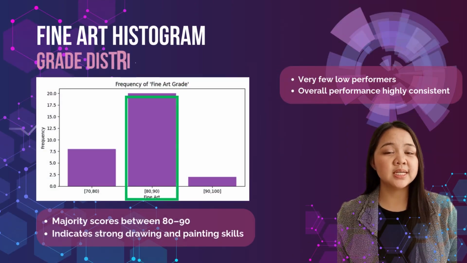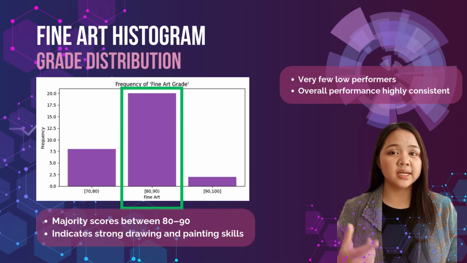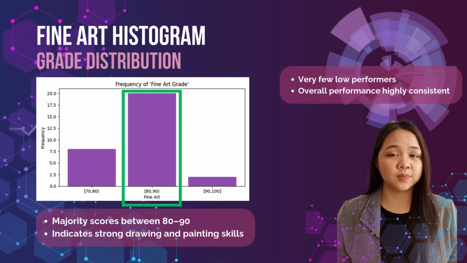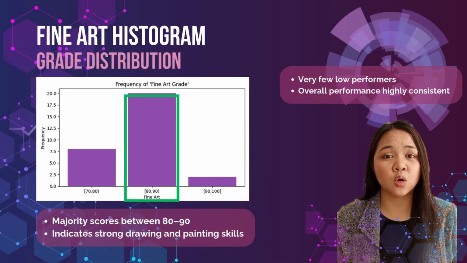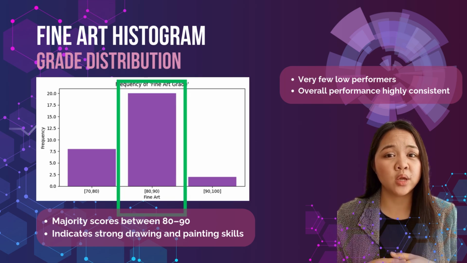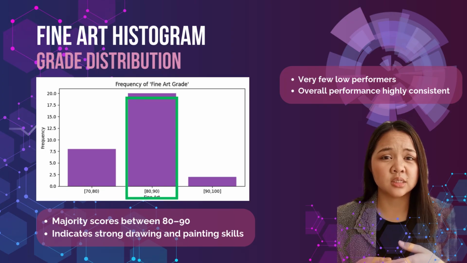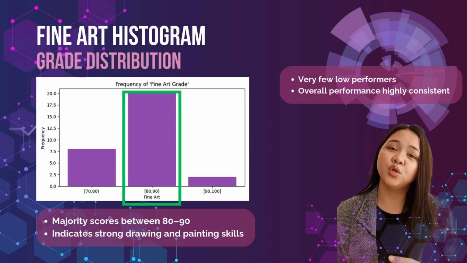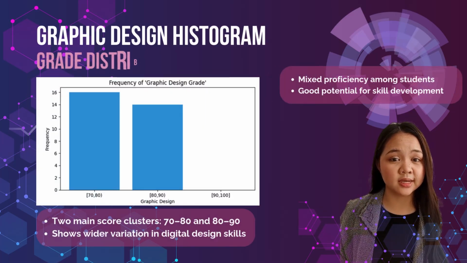After this, we will see the histogram chart based on students' performance in subject fine art, graphic design, and sculpture. First, as you can see, this is the fine art histogram. From the fine art histogram, we can observe that the majority of students score between 80 to 90. This indicates strong performance in drawing and rendering skills. The concentration of scores in highest range suggests that students possess solid artistic foundation and were able to produce artwork in commendable quality.